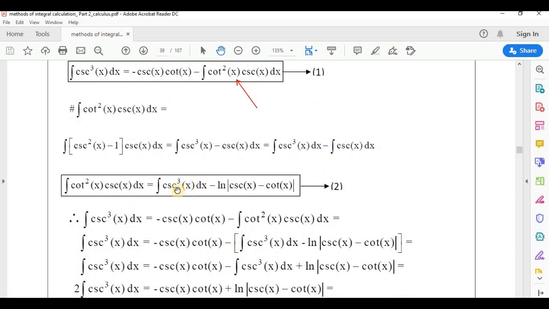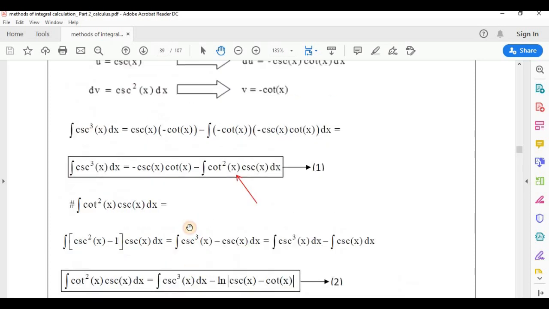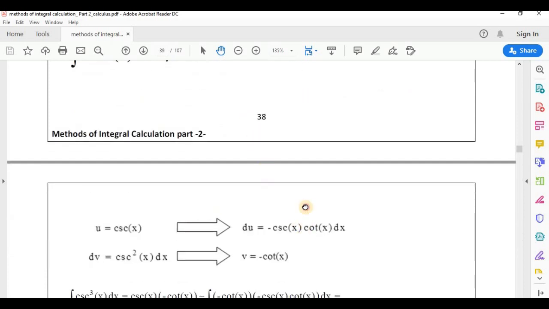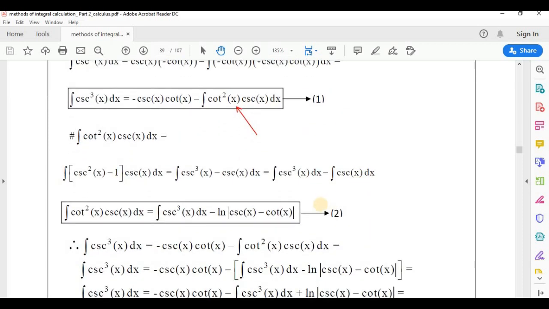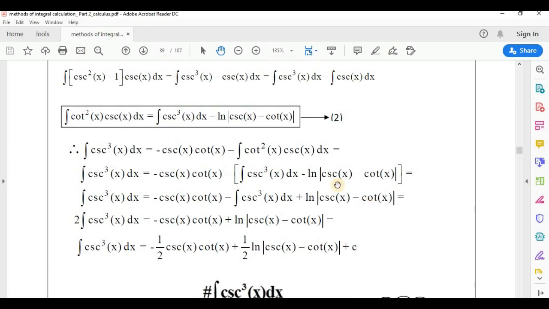This integral we will keep as it is, minus the integral of cosec x. What is the integral for cosec? It will be ln of cosec x minus cotan x, and we will call this equation number 2. Notice here we have the integral of cosec to the power 3 x dx, and in the question it is also required to find the integral of cosec to the power 3 x dx. So what we will do, from equation number 2 we will put it in equation number 1 to get the final result of this integral.